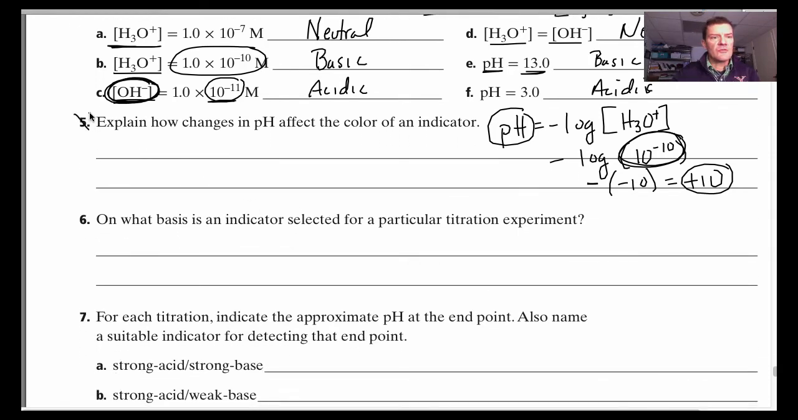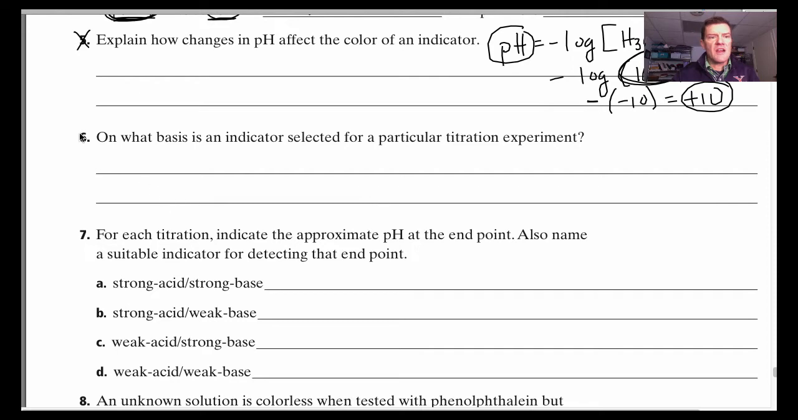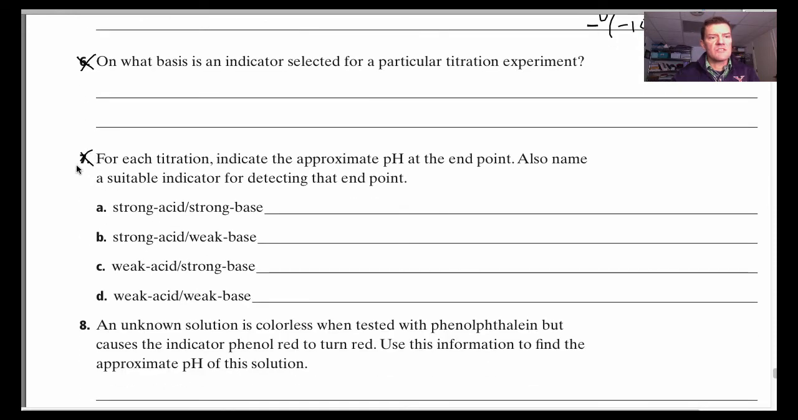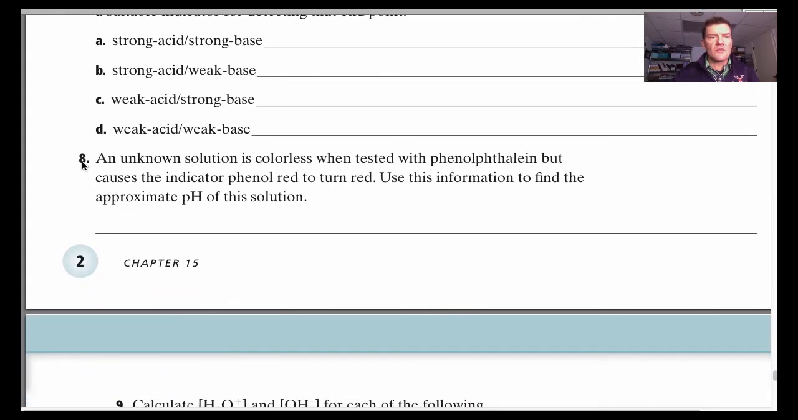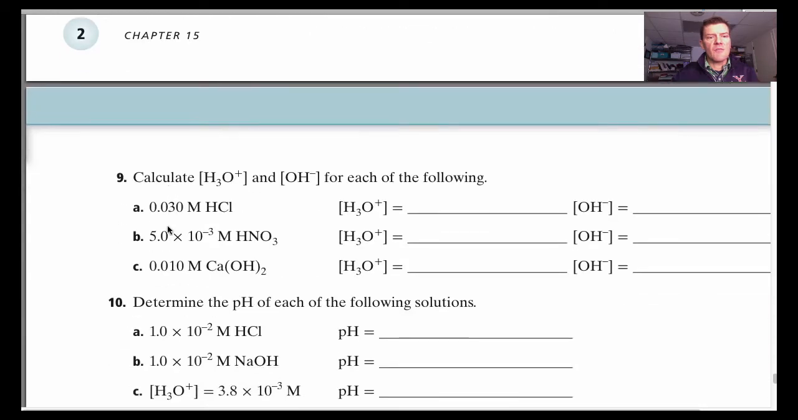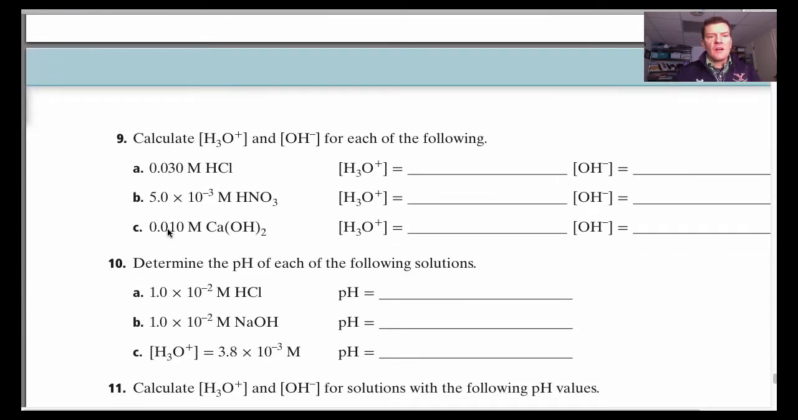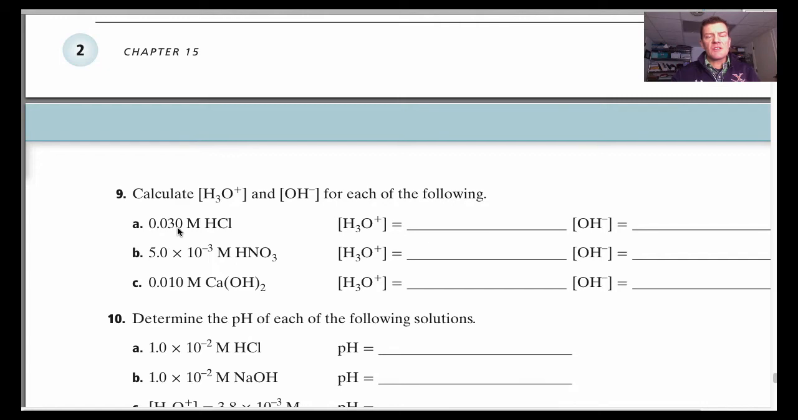We're not going to worry about number 5 right now, and we're not going to worry about number 6 or 7, nor are we going to do number 8 for right now. Okay? All right, we do have to be able to calculate the concentration and the pH.